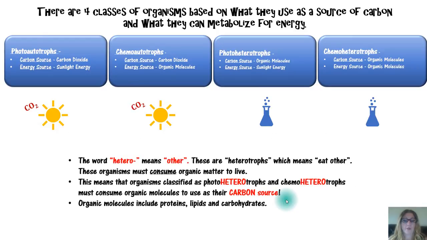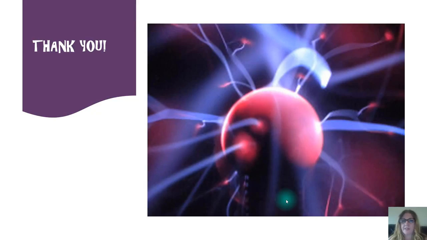Now, the word hetero means other. These are heterotrophs, which means eat other. These are organisms that must consume organic matter in order to live. This means that organisms classified as photoheterotrophs or chemoheterotrophs must consume organic molecules to use as their carbon source. Organic molecules include proteins, lipids, and carbohydrates. All right, so I think that is plenty to keep you entertained. Good luck studying, and see you soon.